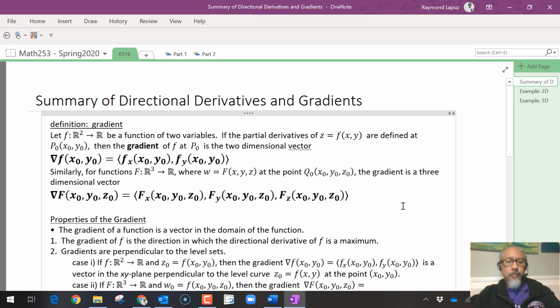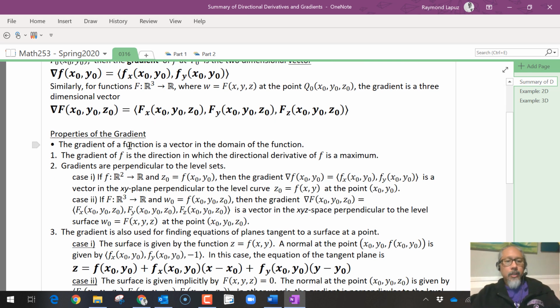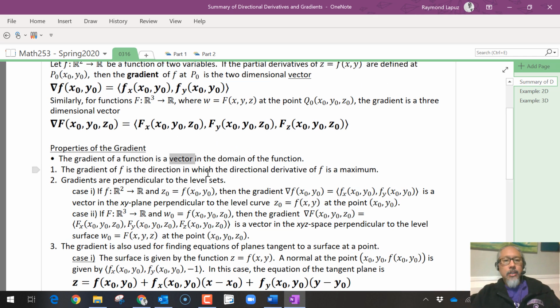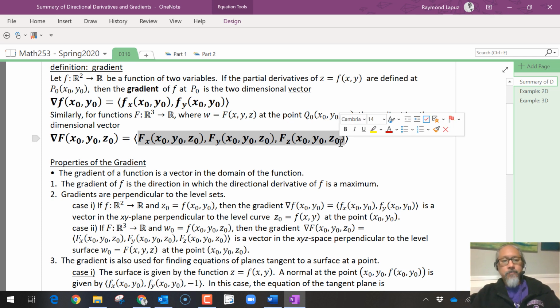That's pretty straightforward. Let's take a look at some properties of the gradients that we went over. The gradient of a function is a vector in the domain of the function. So if the function goes from R2 to R, a function of two variables, then your gradient is a two-dimensional vector that sits in the domain of your function. If your function goes from R3 to R, a function of three variables, then your gradient is going to be a vector in three dimensions.